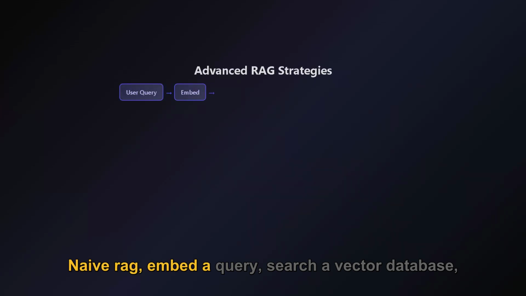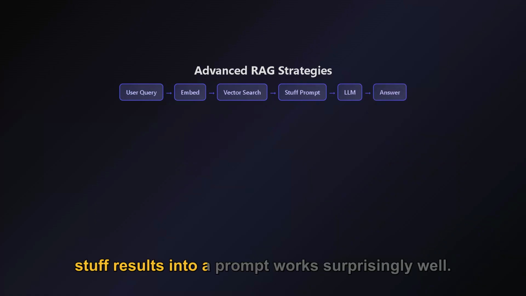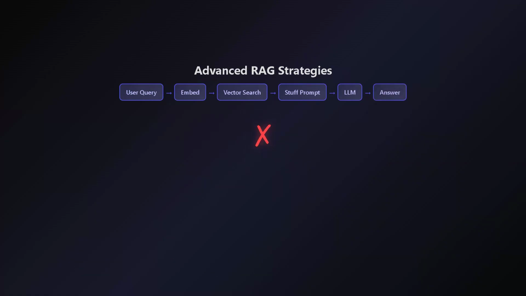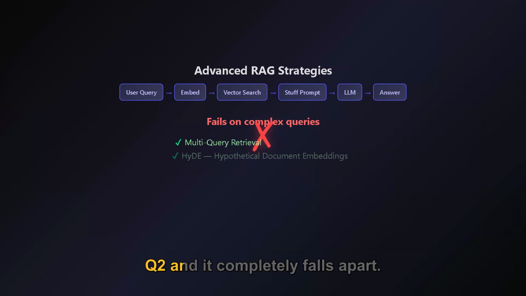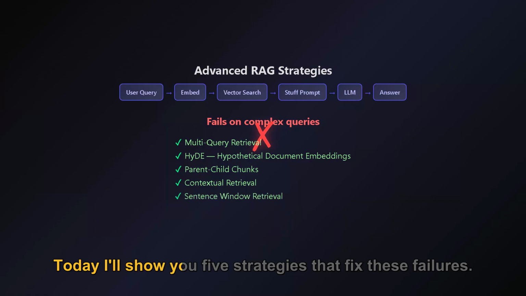Naive RAG: embed a query, search a vector database, stuff results into a prompt. It works surprisingly well, until someone asks a multi-hop question like "compare our Q3 pricing strategy to Q2," and it completely falls apart. Today I'll show you 5 strategies that fix these failures.